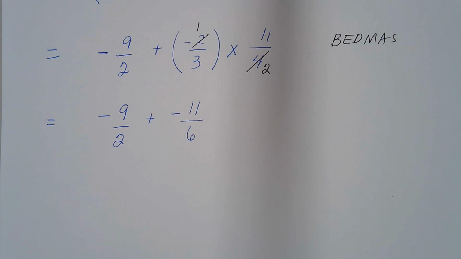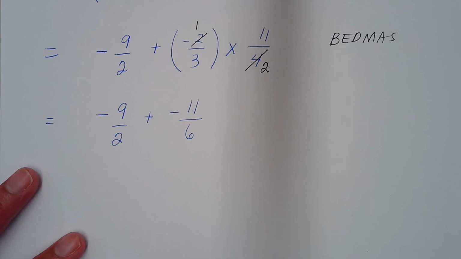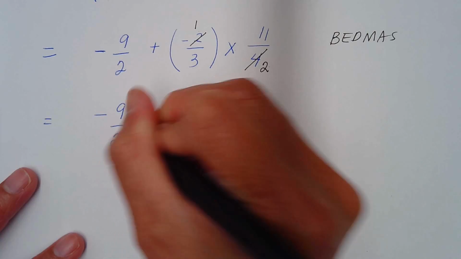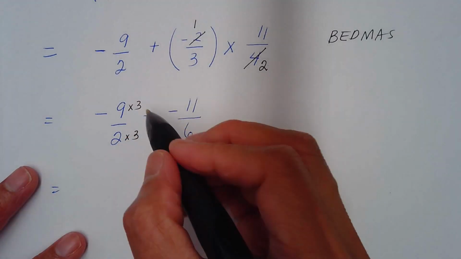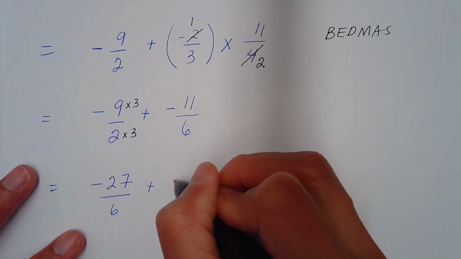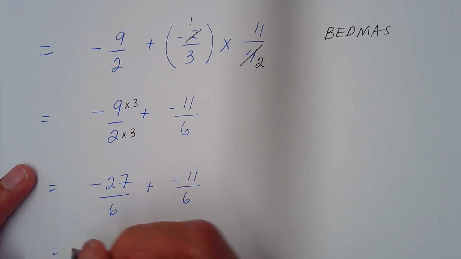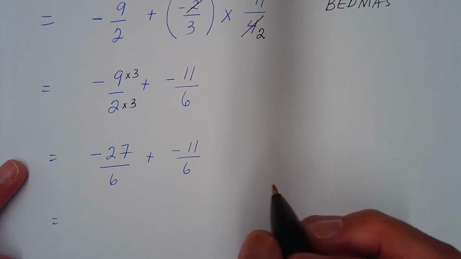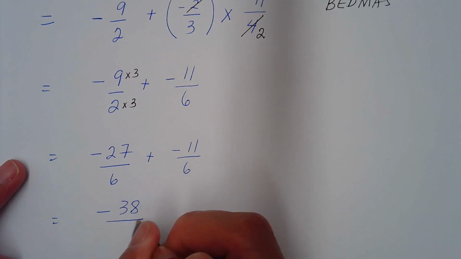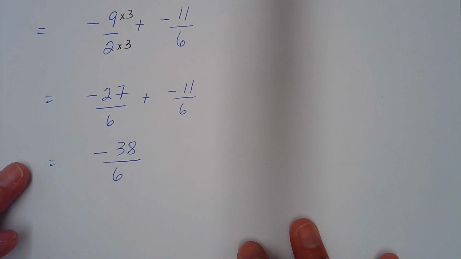Okay, good. Now we're down to just adding. What are we gonna do? Gotta have the same denominator. So our LCM is 6. So multiply this by 3. Multiply this by 3. That makes it 27. Negative 27 over 6 plus negative 11 over 6. That's gonna give us what? Negative 38. Negative 38 over 6. Okay, so what can we do here?